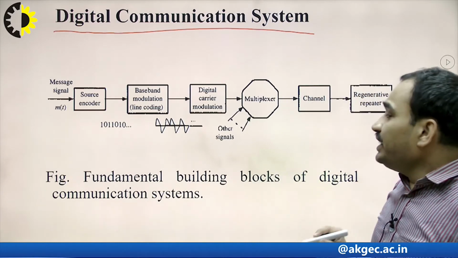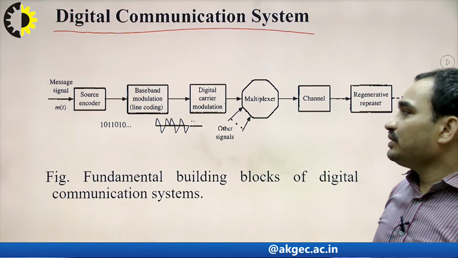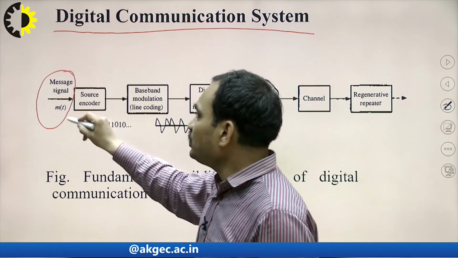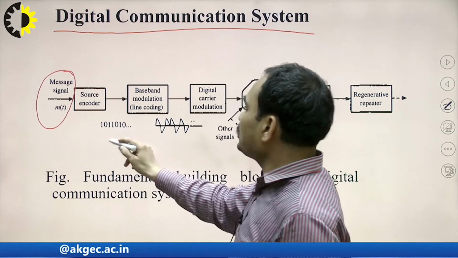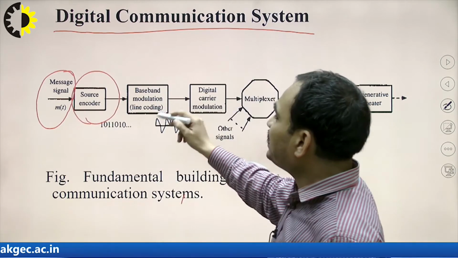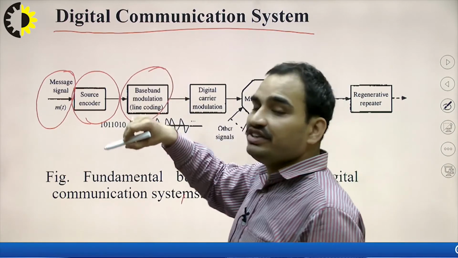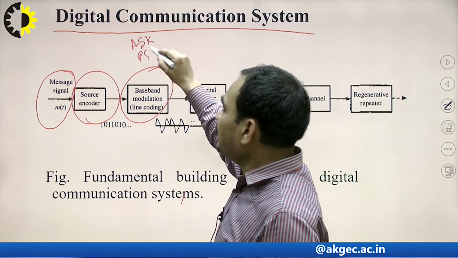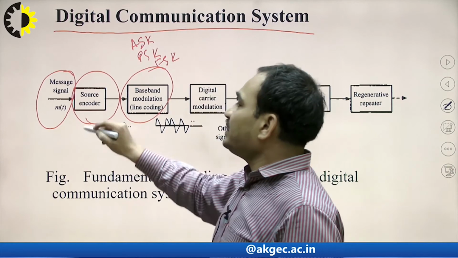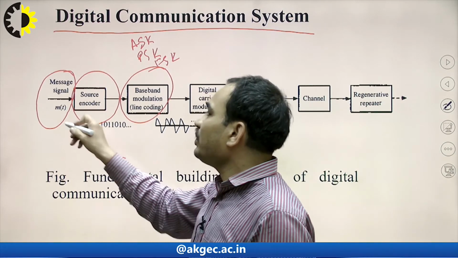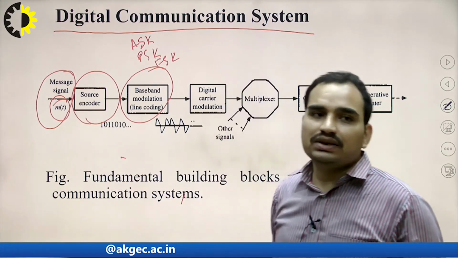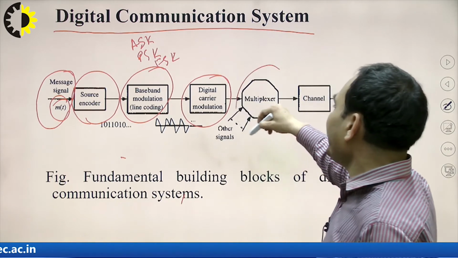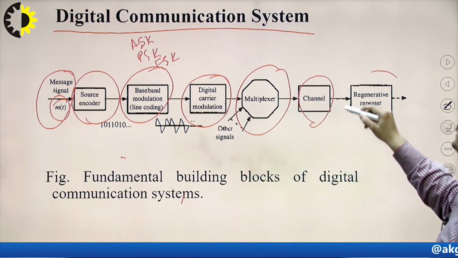The basic building block diagram of a digital communication system has the source encoder. First we have the message signal, then the source encoder will encode it. Then we have the baseband modulation. The digital modulation scheme may be ASK, PSK or FSK, and the source encoder will generate the bits according to the probability of the message signal. Then we have the digital carrier modulation, the multiplexer, channel and regenerative repeater.